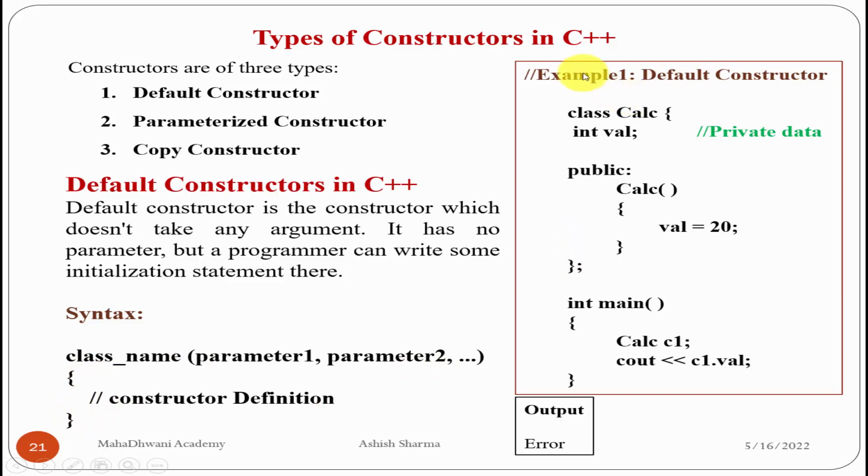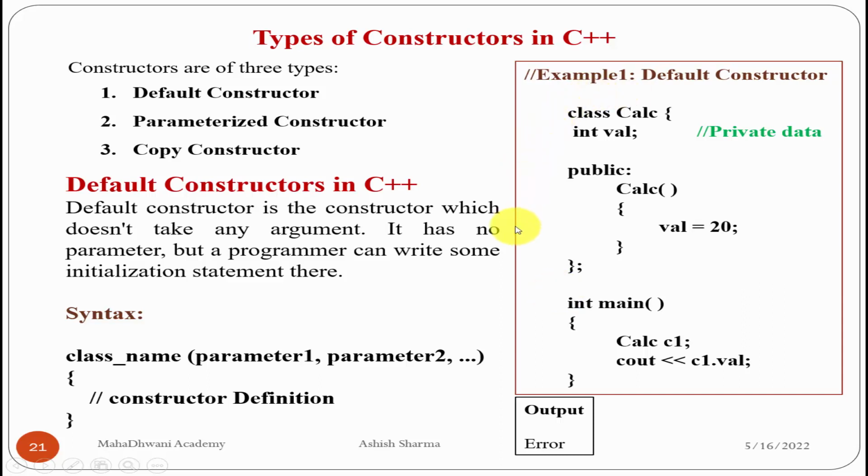Now in this example 1 we can understand the default constructor. First is the class, and the class name is calc. In this calc class we have a data member. We are not assigning any access specifier before this data member, so this data member is private by default. Don't be confused in this regard. Now the public section. Inside the public section we have a constructor for this class. In this constructor we initialize the value of the data member. We have taken the value for val as 20. After that close the definition of the constructor and close the class.